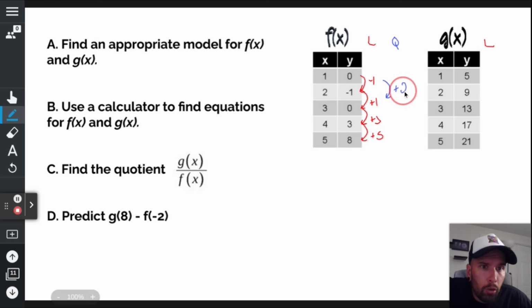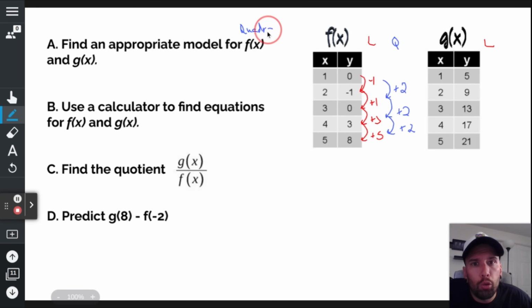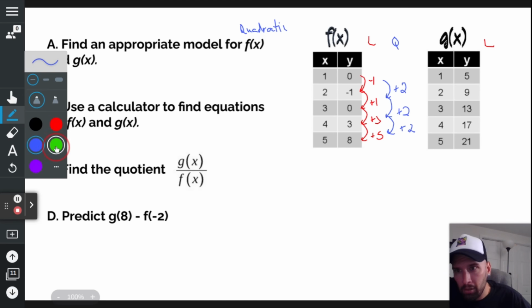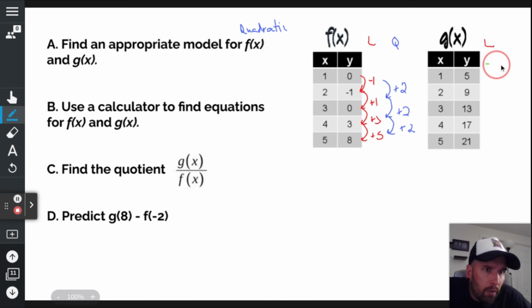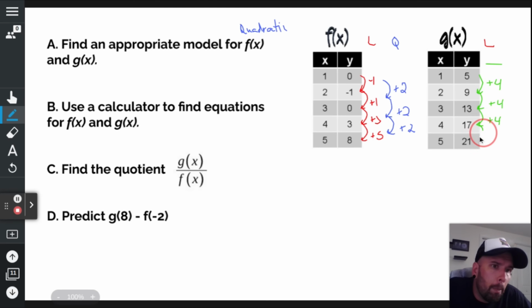Go up by 2, go up by 2, go up by 2. F of x is quadratic, degree 2. Let's see what g of x is. Okay, g of x, I go up by 4, go up by 4, go up by 4, go up by 4. It is linear.